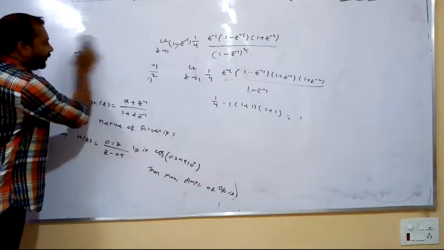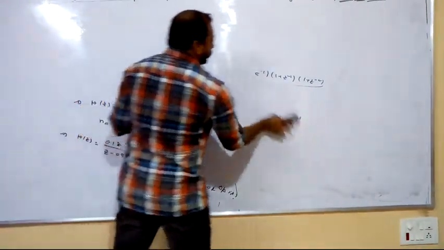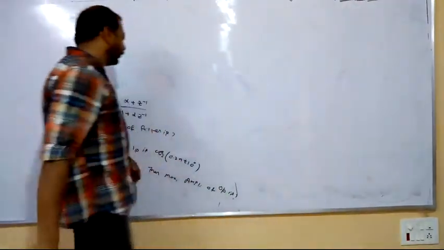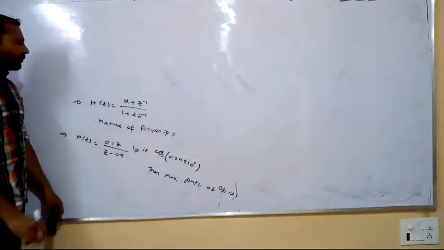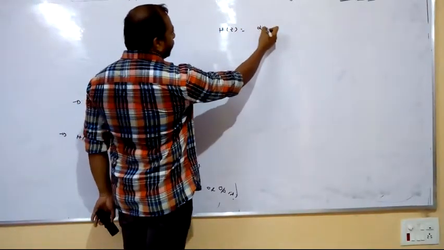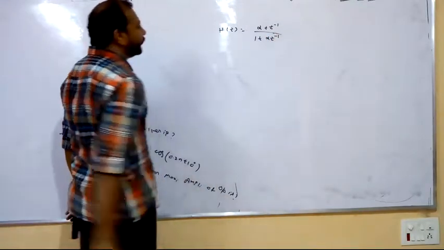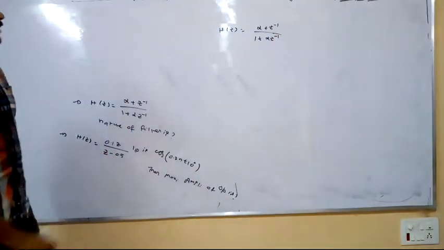Then the corresponding given H of z is equal to alpha plus z inverse divided by 1 plus alpha z inverse. Very important, this one. What is the nature of this filter?